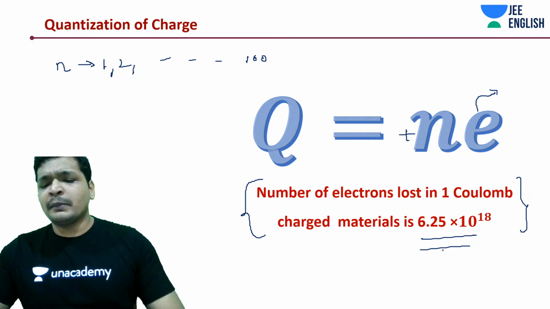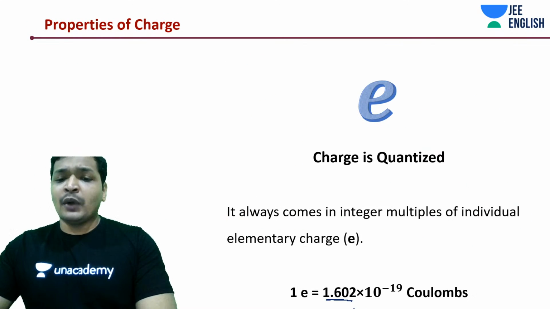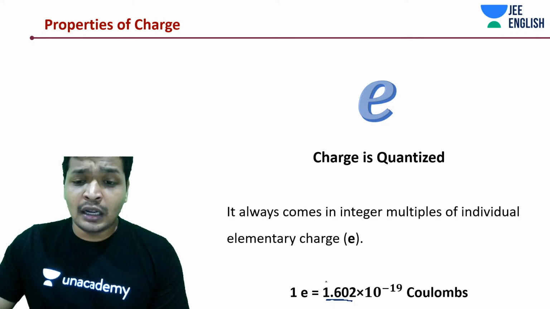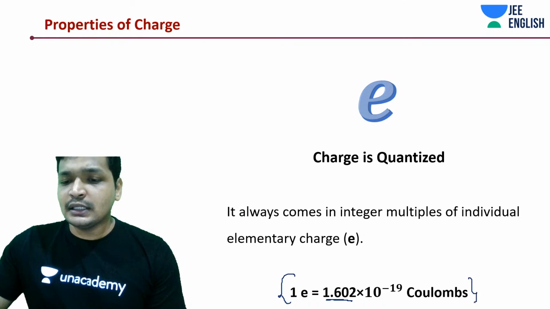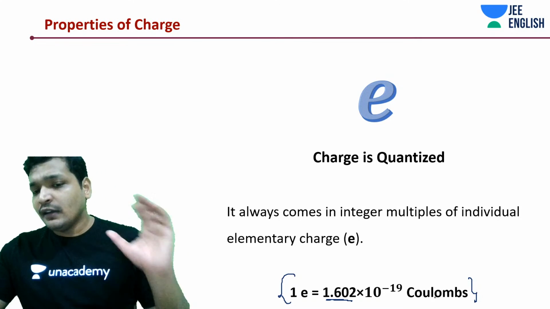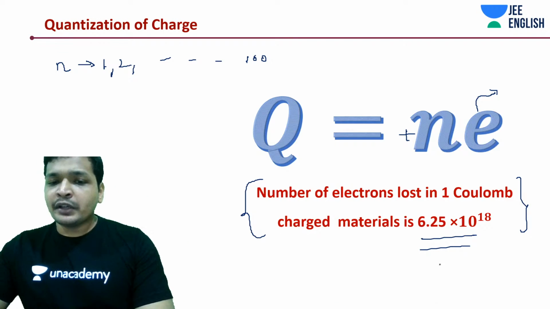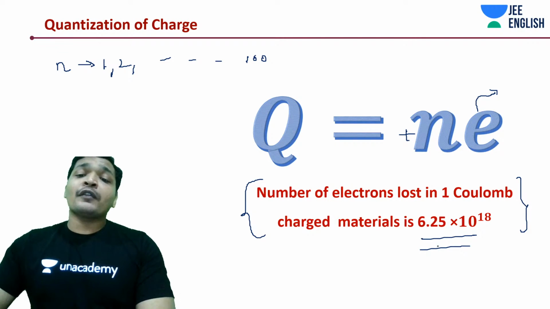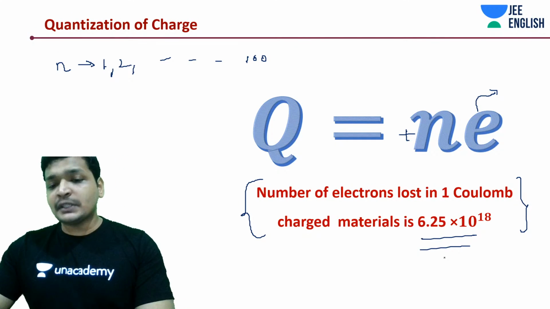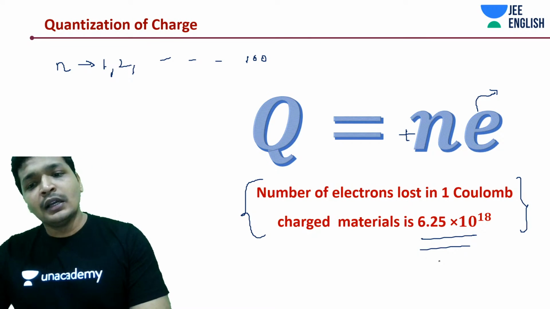Two things that you want to remember. One is 1.6 into 10 to the power minus 19, which is the elementary value, the value of e. And the other thing you want to remember is the number of electrons lost in 1 coulomb, or the number of electrons gained in minus 1 coulomb, which is 6.25 into 10 to the power 18.